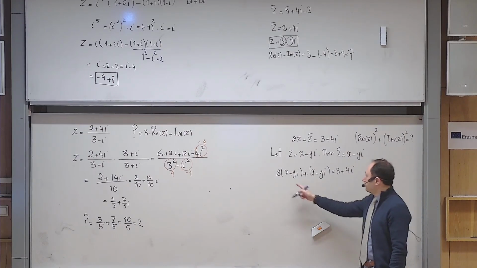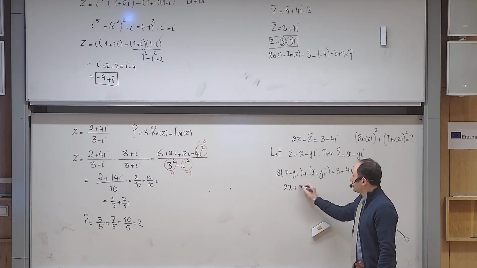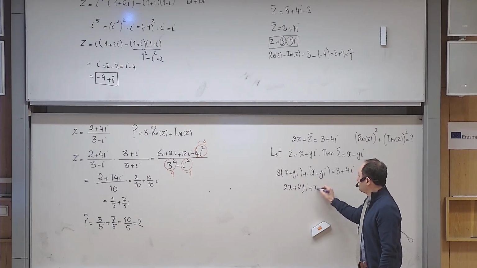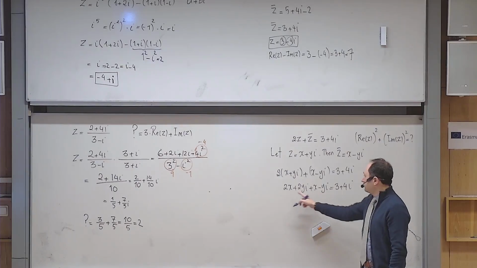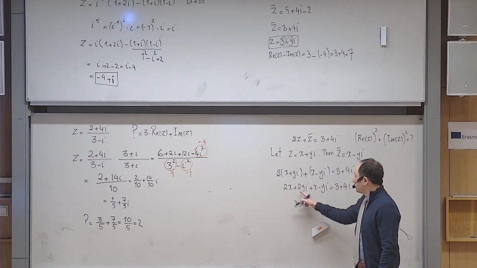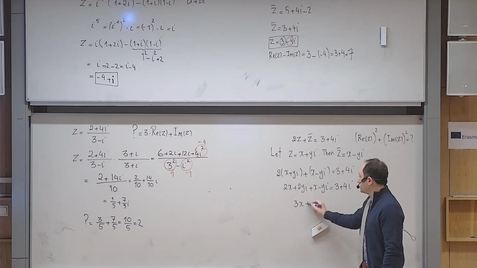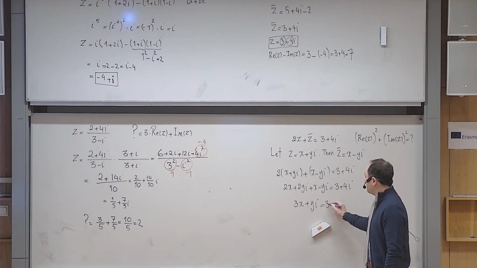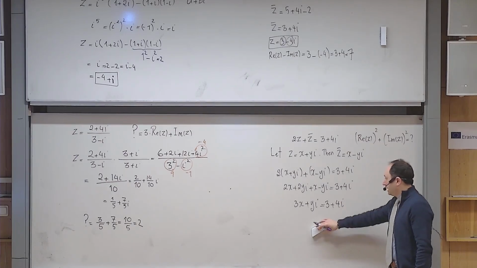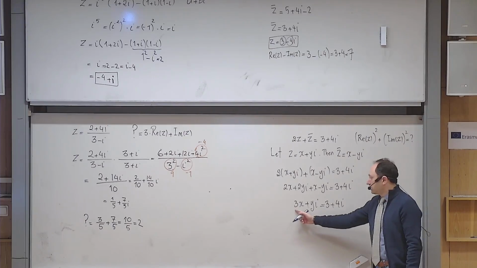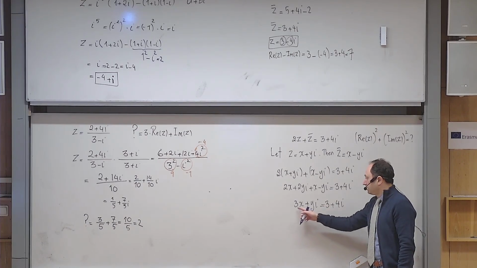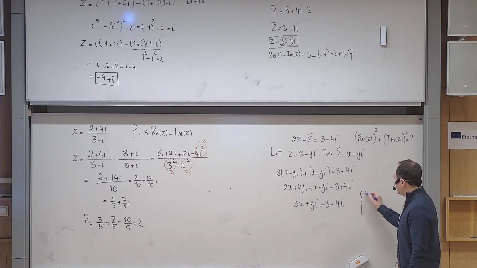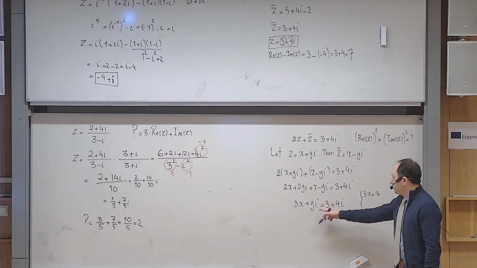And then I simplify. I multiply 2, so it becomes 2x plus 2yi plus x minus yi equals 3 plus 4i. But x plus 2x is 3x, and 2yi minus yi is just simply yi, equals 3 plus 4i. And then we learned that if I have a complex number on the left and a complex number on the right and I want to equate them, this can happen if and only if the real parts are the same and the imaginary parts are the same.